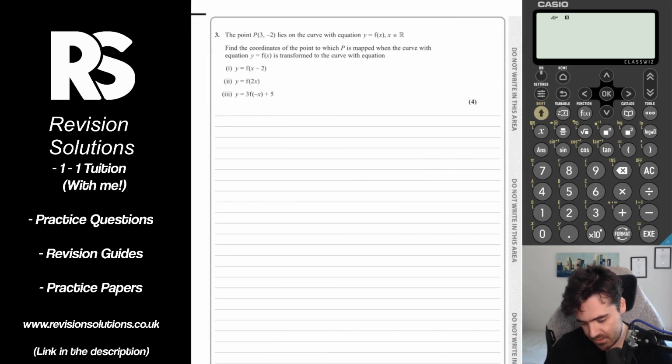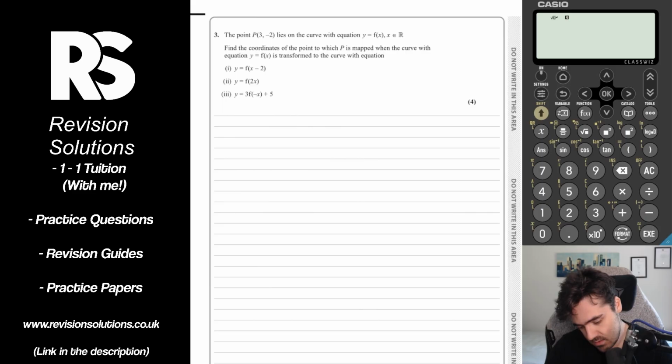Moving on to question 3. It says the point P lies on the curve y equals f of x, where x is any real number. Find the coordinates of the point to which P is mapped when the curve with equation y equals f of x is transformed to the curve with equation, and then there are 3 separate graph transformations.